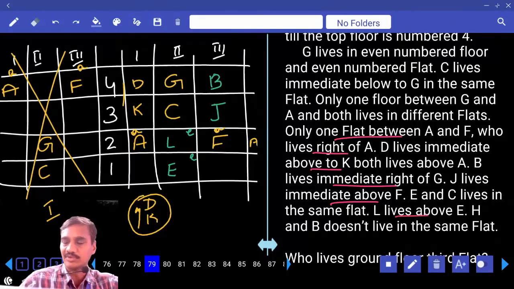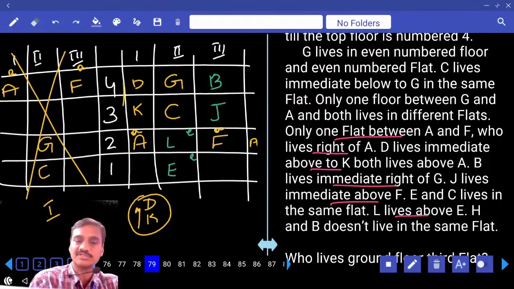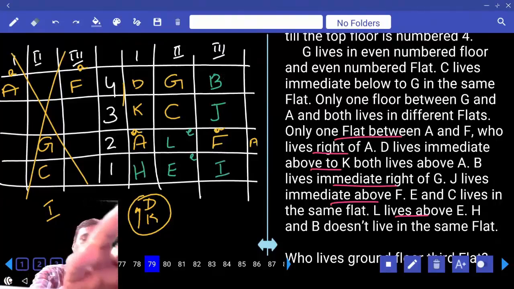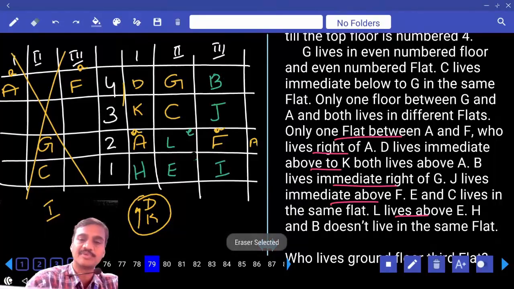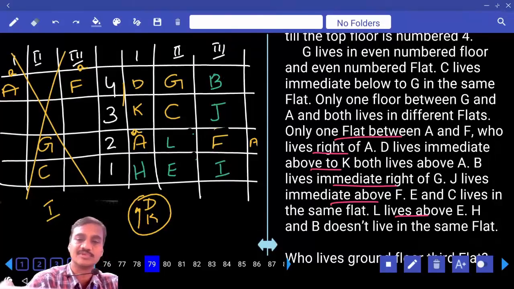And next one, H and B do not live in the same flat. B is here, so H cannot be here, H is here. Then who is the person left over? I is the person left over. Done. Draw the diagram perfectly; there will be no confusion at all, as he gives the information very clearly.